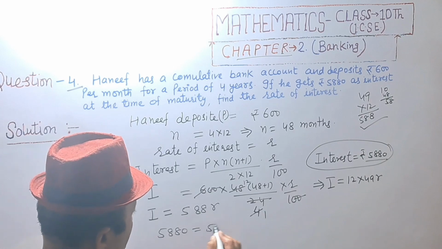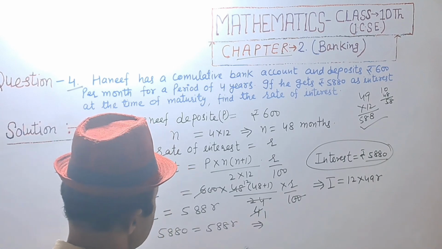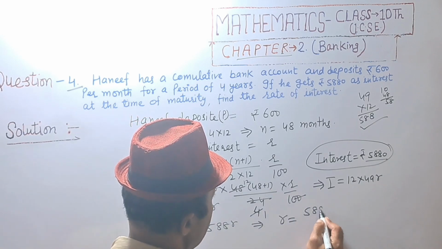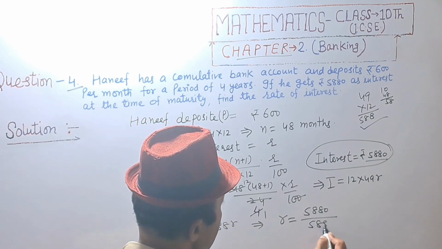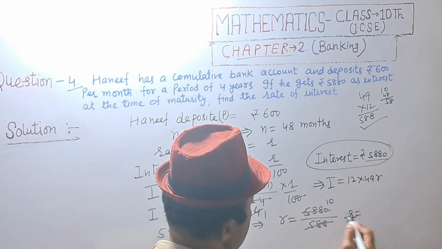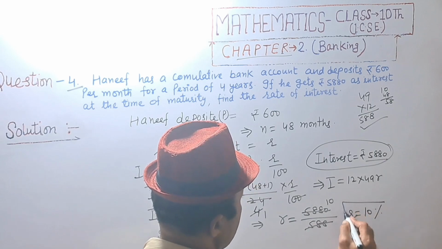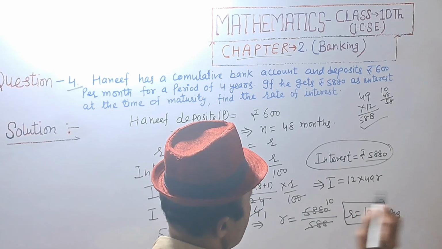Interest we have given 5880, that is equal to 588R, implies rate of interest R is equal to 5880 divided by 588, 10. So we get rate of interest R is equal to 10%. Answer.